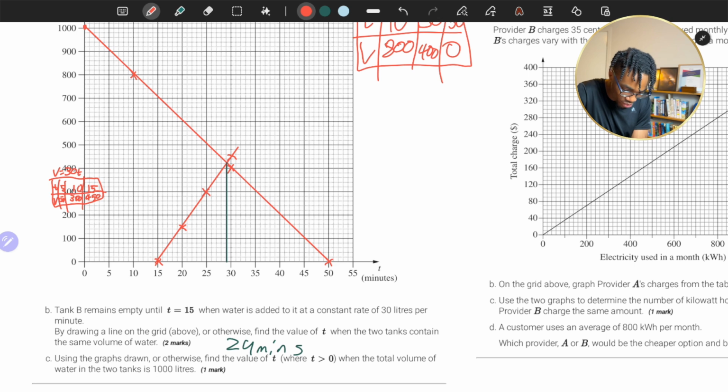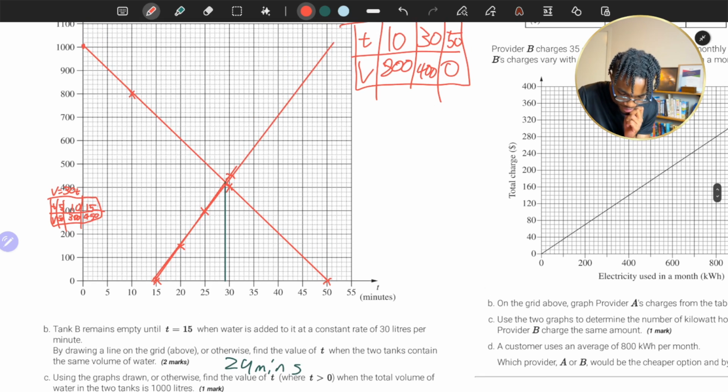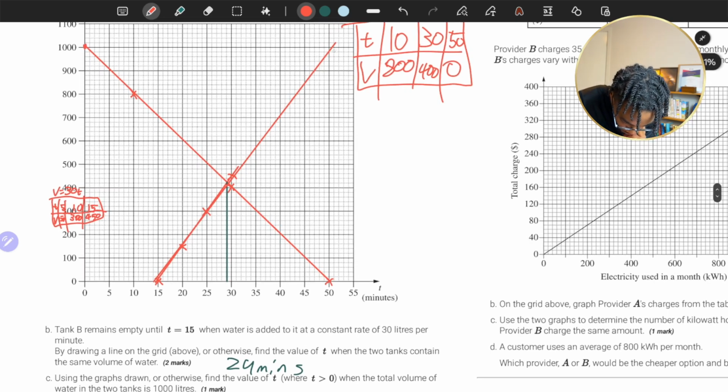Using the graph drawn or otherwise, find the value of t, where t is greater than 0. The total volume of water in the two tanks is 1,000. Right, so I'm just going to draw this out. I hope this is accurate. No. I just don't want to draw a table of values for each of these. Right. Let's just pretend this is accurate. Pretty sure this goes up here. Let's try and draw this straight.